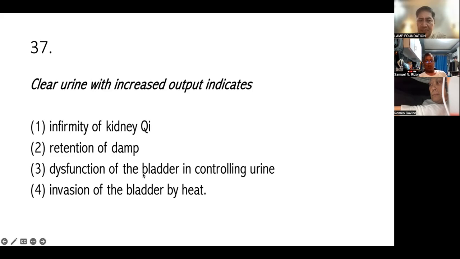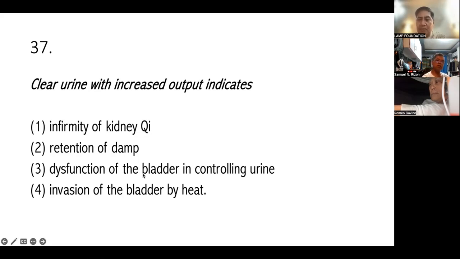Ang sagot ko is number 1, tsaka yung 3. Clear urine with increased output indicates... So, related po siya sa kidney chi, tsaka po sa urinary bladder na nagko-control po ng urine. So, ano yung magiging treatment mo dito? Treatment plan, treatment principle. If you have a patient na clear yung urine, puting-puti, walang color, no? Tapos madami.